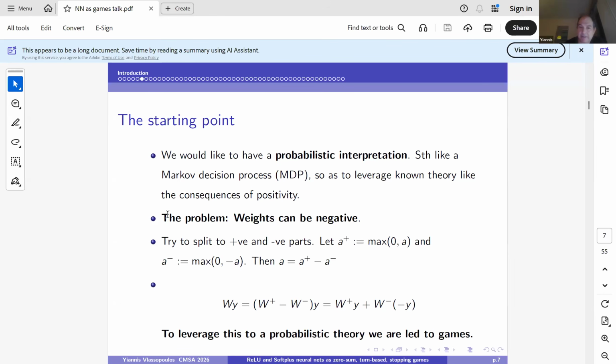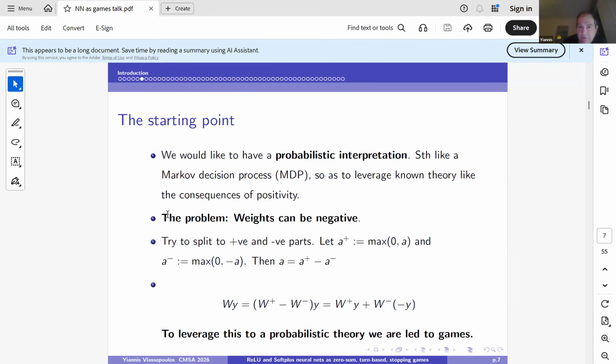So of course we can take this matrix W that's hitting some vector y, and we can write it as the difference of the positive and negative parts, and then we can write it as W plus y minus W minus y. Now the question is how to rewrite everything, using this observation and constructing a probabilistic theory out of this whole story, which is what we're actually going to do.